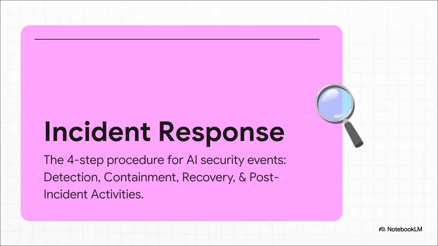When an AI-specific incident happens, like a data poisoning attack, you cannot just wing it. We learned that having a structured 4-step process, from detection and containment all the way to recovery and review, is absolutely essential to manage the chaos and limit the damage.